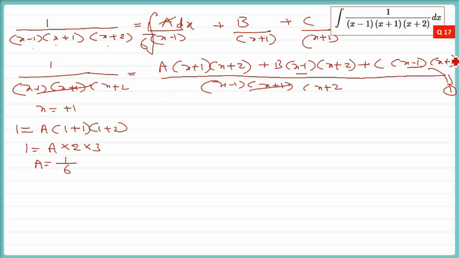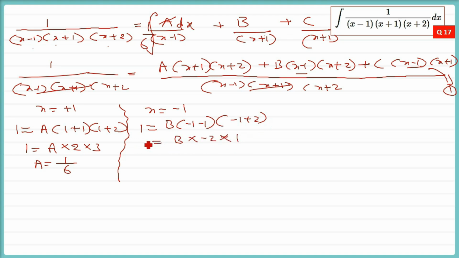Now coming to b. The first and third terms need to be 0. For that we'll put x equals negative 1. So only the term with b will remain. First and third will be 0. Left will be 1. Now putting x equals negative 1 here, we get b into negative 2 and 2 minus 1 is 1. So this is equal to 1. So b becomes equal to negative 1 by 2. b equals negative half.